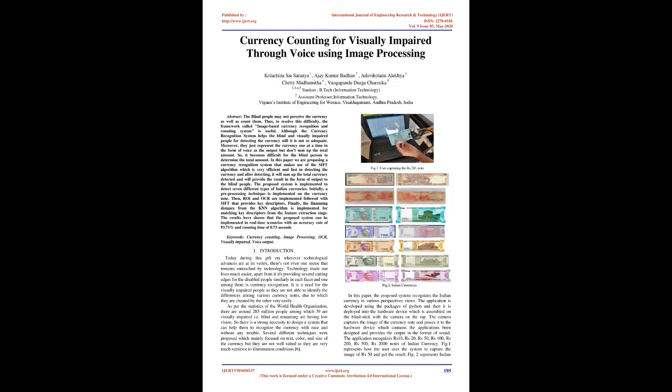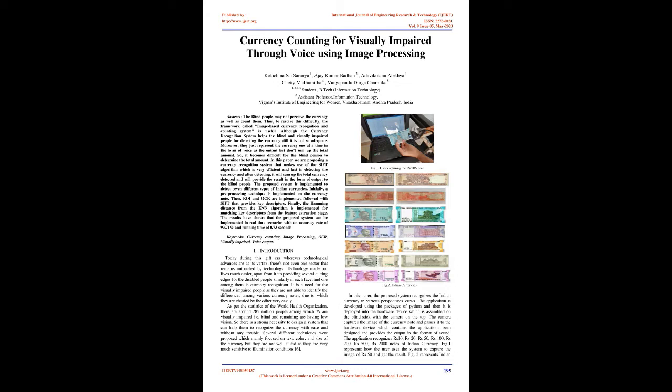In this paper we are proposing a currency recognition system that makes use of the SIFT algorithm, which is very efficient and fast in detecting the currency. After detecting, it will sum up the total currency detected and provide the result in the form of output to the blind people. The proposed system is implemented to detect 7 different types of Indian currencies.